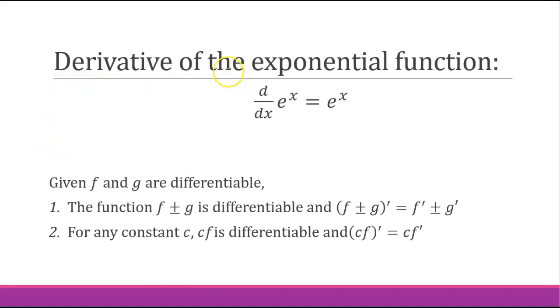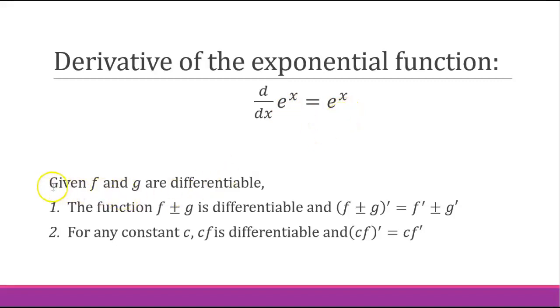The derivative of the exponential function: the derivative with respect to x of e to the x is e to the x. So this is not a power rule. This is an exponential with a number e in the base and a variable x in the exponent, so it's its own special derivative. The derivative of e to the x is simply e to the x.